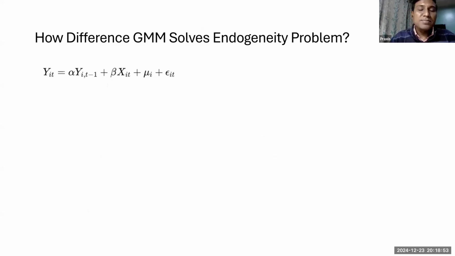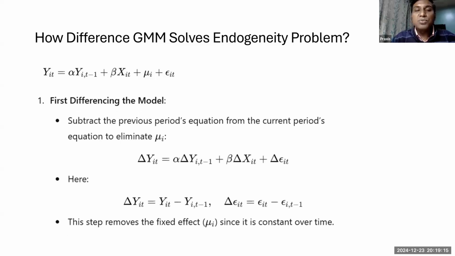This is my basic equation, a plain vanilla panel data model: y_it as a function of y_it-1, x_it, and you have the firm specific error component and the normal error. We do the first differencing, and by first differencing we remove mu_i or alpha_i from the system. But that is not good enough, because even after doing this, delta y_it-1 is still correlated with the differenced error term.